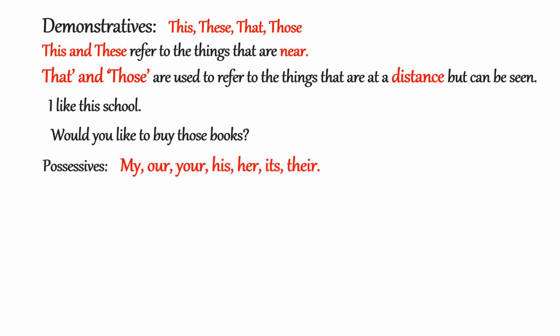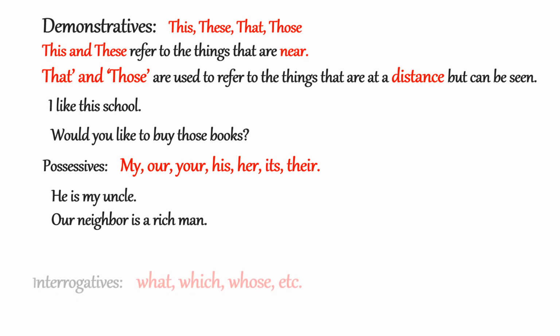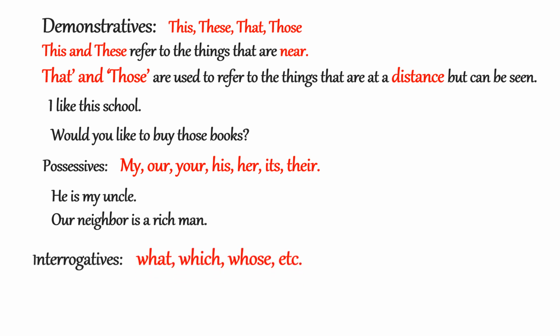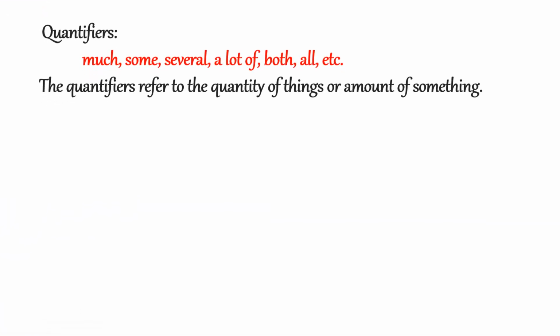My, our, your, his, her, its, their are possessives. Example, he is my uncle. Our neighbor is a rich man. What, which, whose are interrogatives. Whose house is this? Much, some, several, a lot of, both are quantifiers.